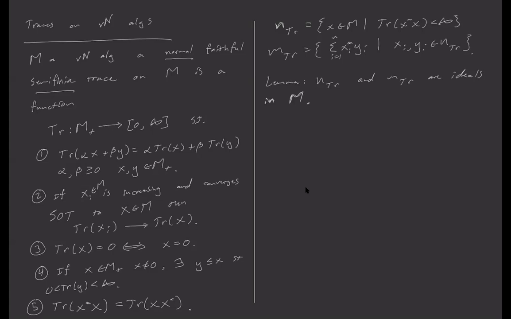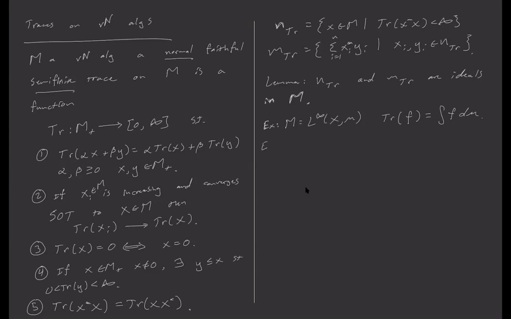But let me give you some examples. Once you see the examples, they'll give you most of the intuition that you need. The first example is if M is equal to L infinity of X, mu, where this is a semi-finite measure space. Then we can define the trace of a function as the integral of the function with respect to d mu. You should be able to verify all five of these conditions fairly easily, so this is a canonical example of a trace.